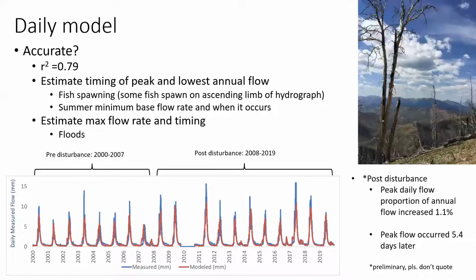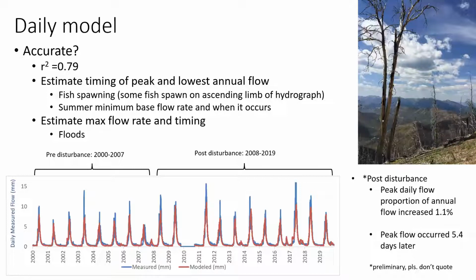We call that our daily model, and it's reasonably accurate, even off the shelf. We find that the relationship between measured and modeled flow has an R-squared value of 0.79. And it allows us, if we can calibrate and get this model to perform well, we can use it to estimate a lot of really important factors related to forest condition and stream flow.